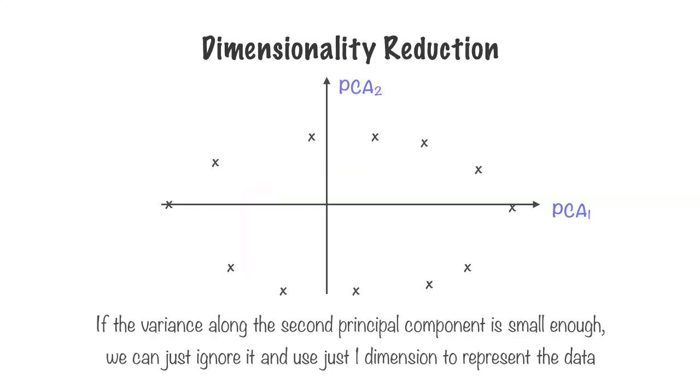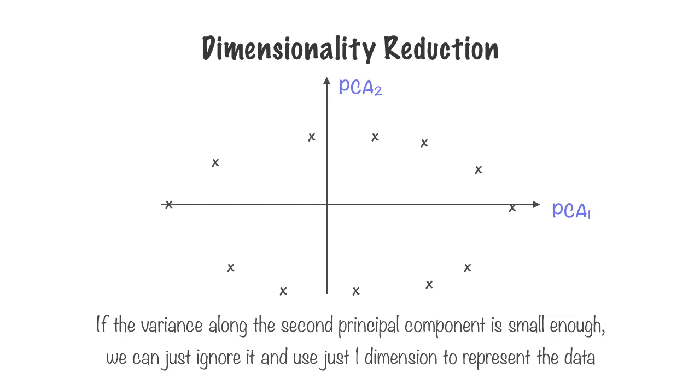Now, after re-expressing your data in this manner, if you find that the variance along the second principal component is small enough, it's insignificant, then we can just ignore it and use just one dimension to represent the data. If the first dimension has basically captured most of the important information in the underlying data, we can ignore the second dimension. And this is how principal components analysis allows us to express data in fewer dimensions.